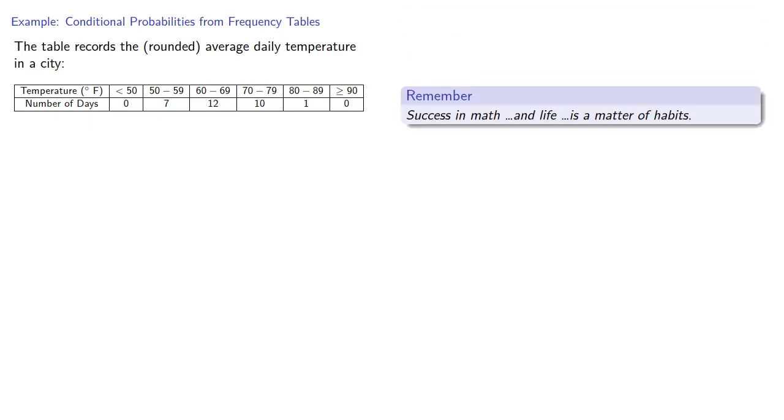So again, success in math and life is largely a matter of habits.